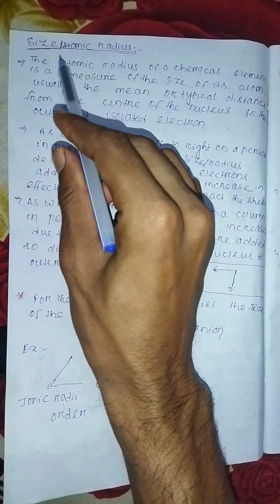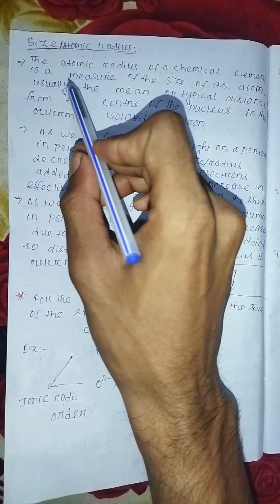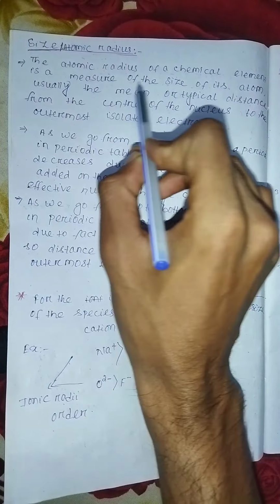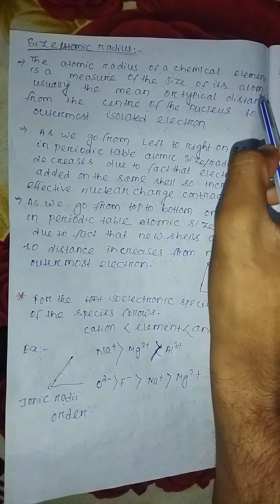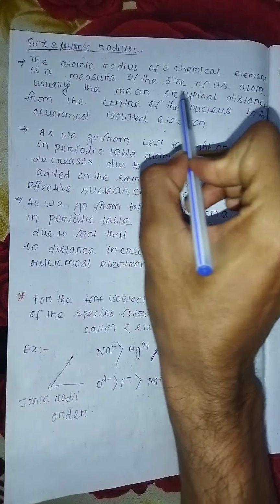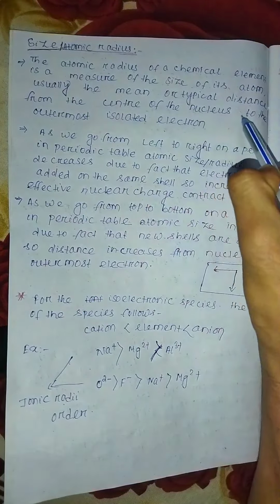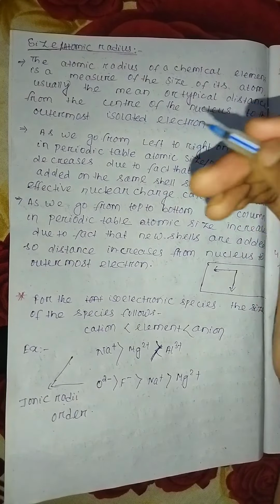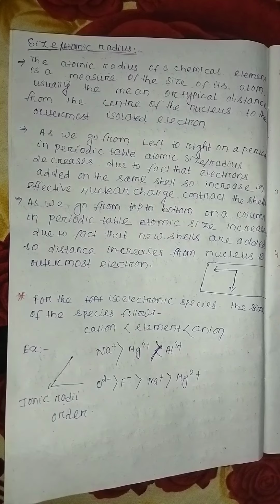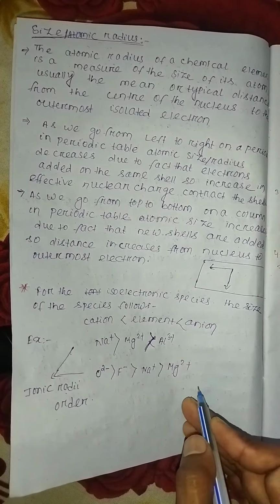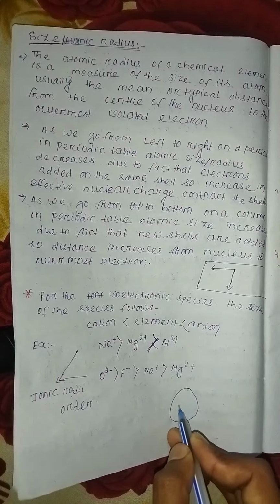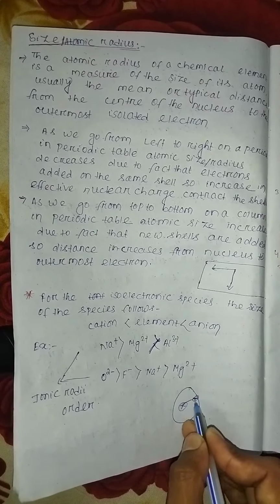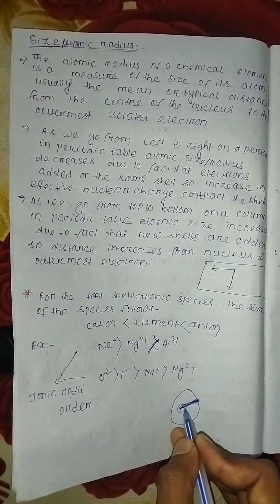So now let's see the atomic size or radius. The atomic radius of a chemical element is a measure of the size of its atom, usually the mean or typical distance from the center of the nucleus to the outermost isolated electron. So here is the definition of atomic radius. It is the distance between the nucleus and the outermost electron. This distance is called atomic radius.